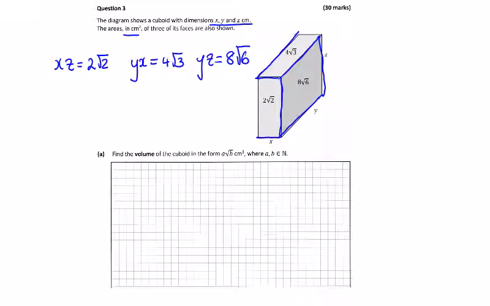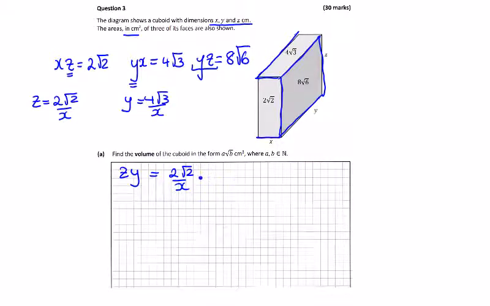So there are quite a few different ways to simplify this down. So let's have a look here. We have yz. So if I can get y on its own and z on its own, we can say z is equal to 2 root 2 over x. And we can say that y is equal to 4 root 3 over x.